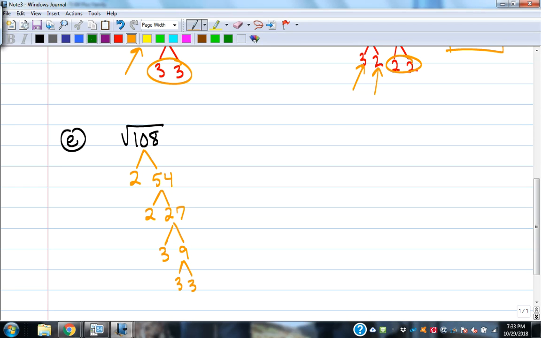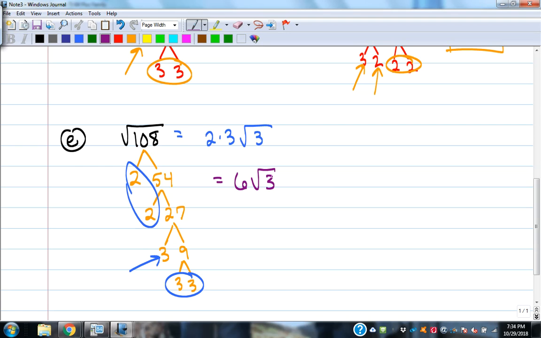So for this one, I got a pair of 3s, a pair of 2s, and then that 3 right there doesn't have a buddy. So he's got to go back on the inside. So on the outside, I've got a 2, a 3, and then I've got a 3 on the inside. Final answer would be 6 square root of 3.